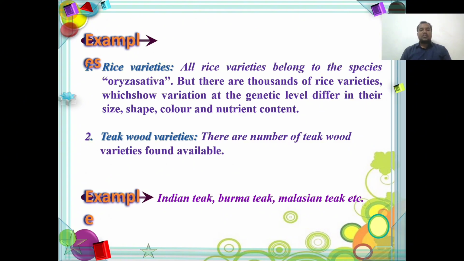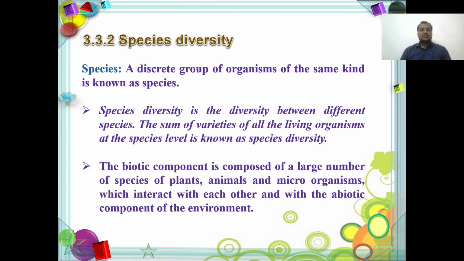Then teakwood varieties: a number of teakwood varieties are available, called Indian teak, Burma teak, Malaysian teak, etc. Then species diversity. Species diversity means the different species of all the living organisms at the species level. It is a biotic component composed of a large number of species of plants, animals and microorganisms, which interact with each other and with the abiotic component of the environment.